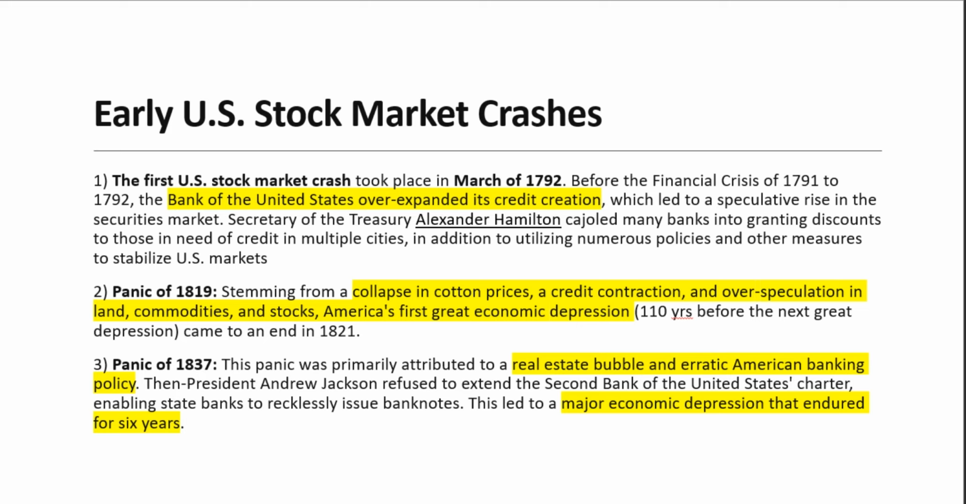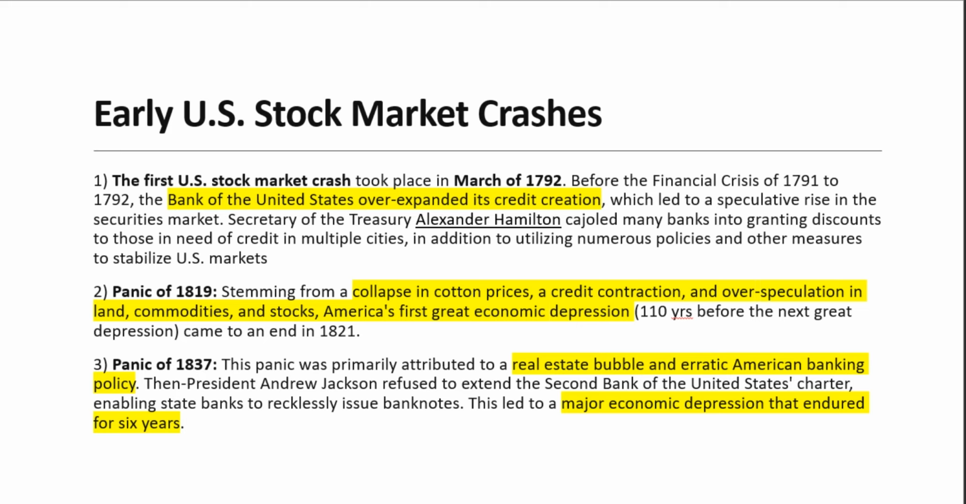The United States overexpanded its credit creation. Okay, and that led to easy money, and that easy money was put into bad investments, and of course, it didn't work out too well. Then Alexander Hamilton tried to stabilize U.S. markets by talking many banks into granting discounts to those that needed credit, because the world doesn't go around until we get credit for businesses and loans and things of that nature.